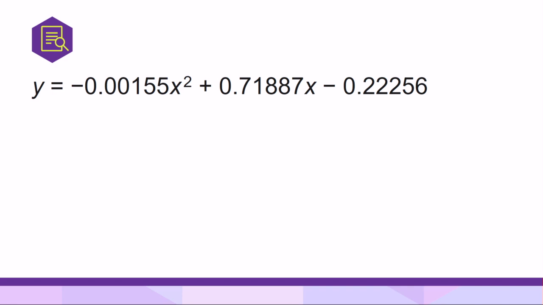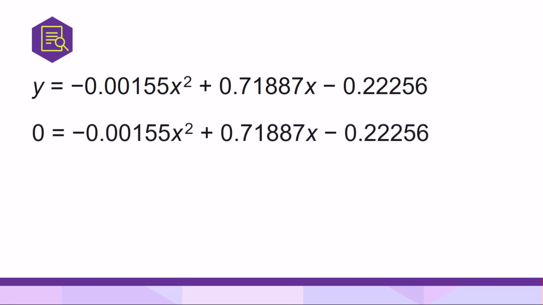Since y is the height here, and the ground has a height of 0, we can rewrite the equation to be 0 equals the rest of that. Now, we'll need to use the quadratic formula, but if you do, you'll get two solutions. One of them is the answer, a horizontal distance of about 464 feet. The other solution is approximately 0.31 feet.